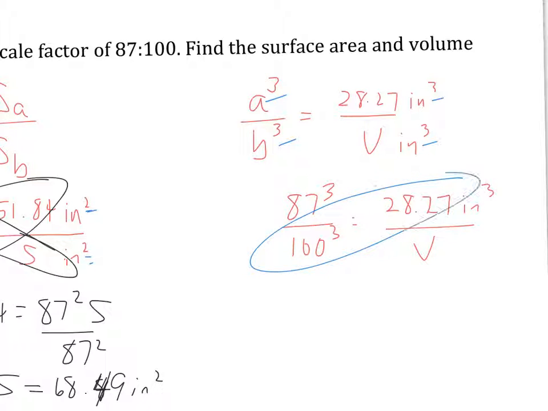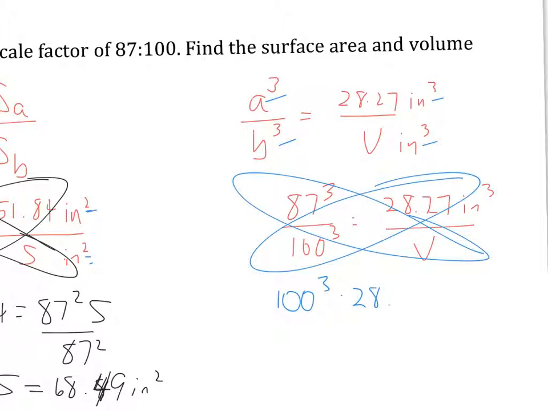However you want to do it. So we're cross multiplying. We're going to have 100 cubed times 28.27 divided by 87 cubed. That's going to give us our missing volume. So 42.93 inches cubed. Questions there?